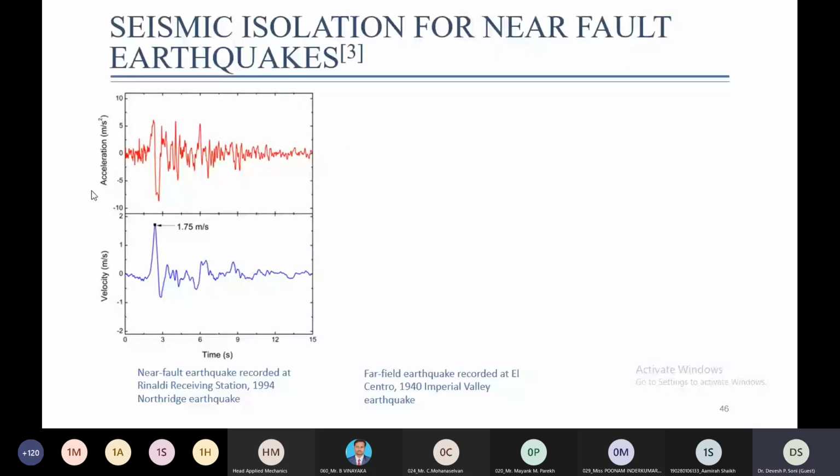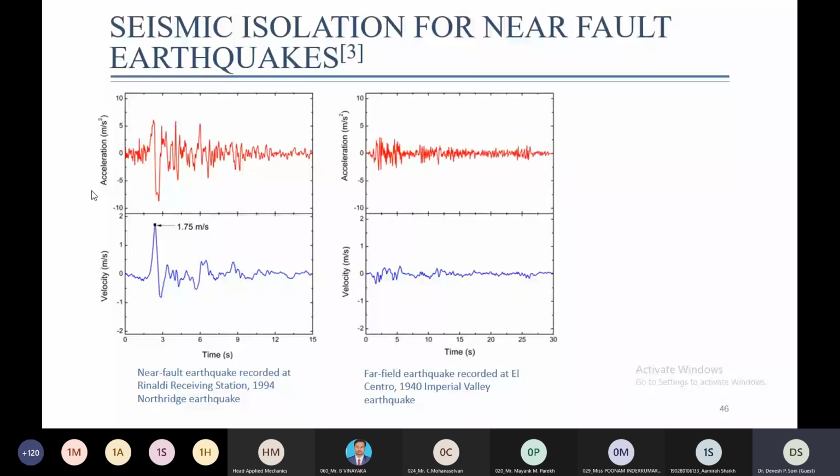Then this is regarding seismic isolation for near fault earthquake. See here, two earthquake ground motions are shown. One is near fault earthquake. On the left side, it is near fault earthquake, and on the right side, it is far field earthquake. The top figure represents the acceleration history, right?